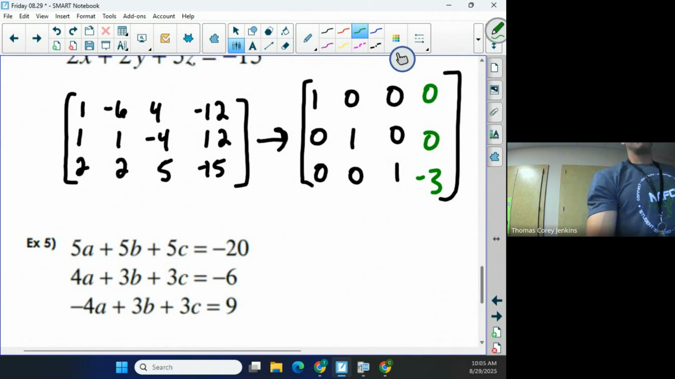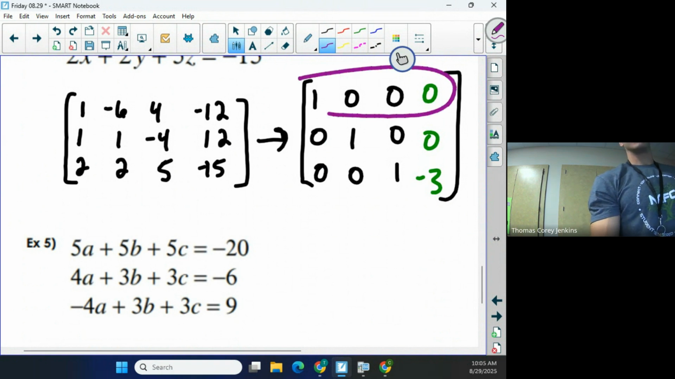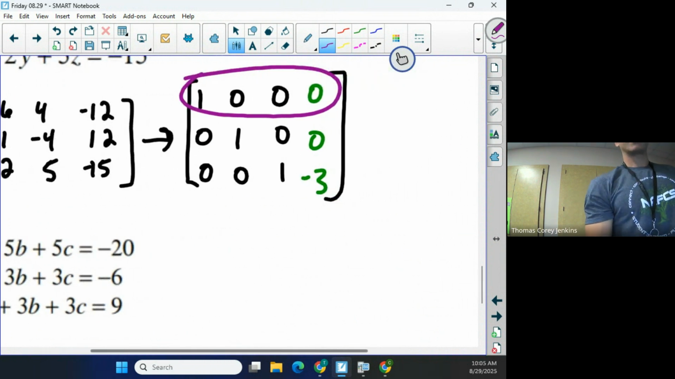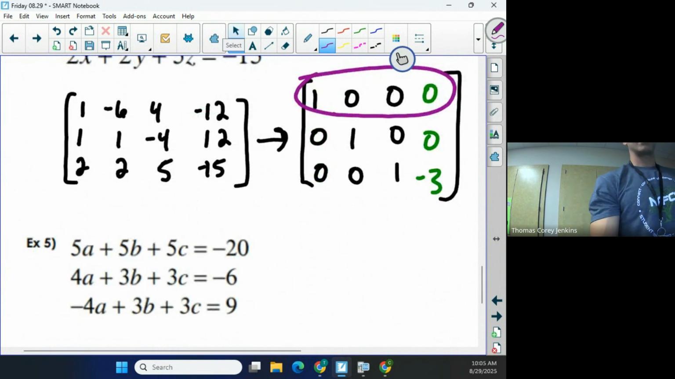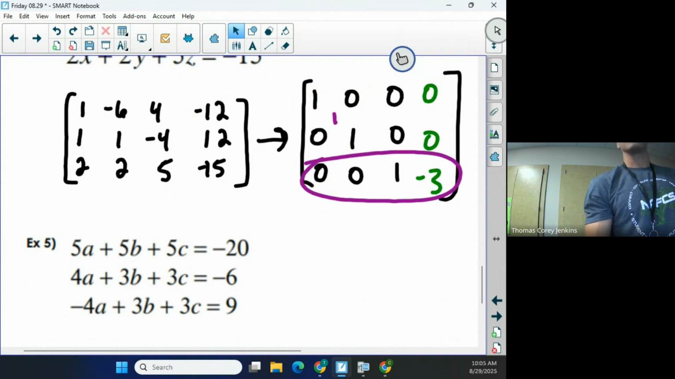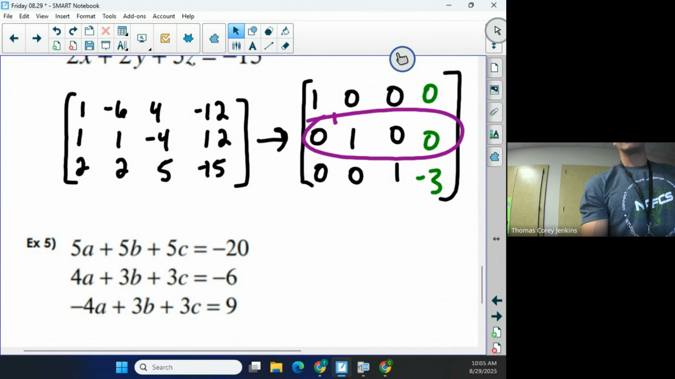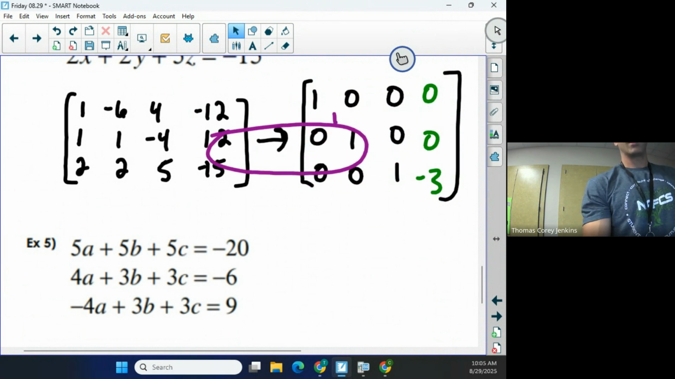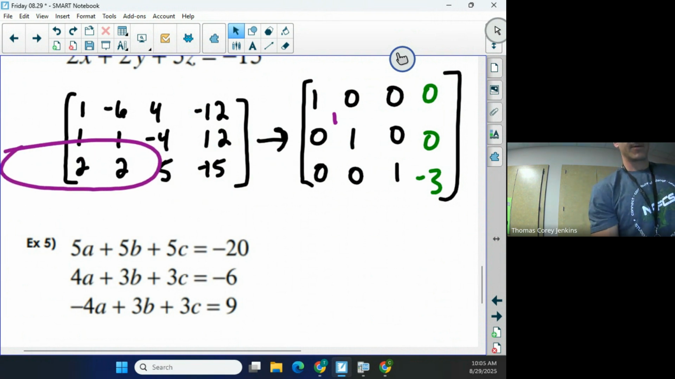Okay, so can anybody interpret the top row for me? What's the top row tell me? Gentry? X equals 0. That's exactly right. So the top row means X equals 0. What about row 3? What's row 3 tell me? Z equals -3, right? And Y equals 0 is row 2. Okay? So that's how you interpret that.